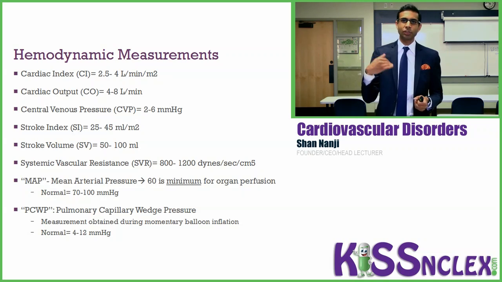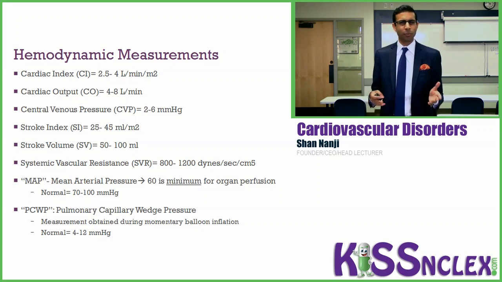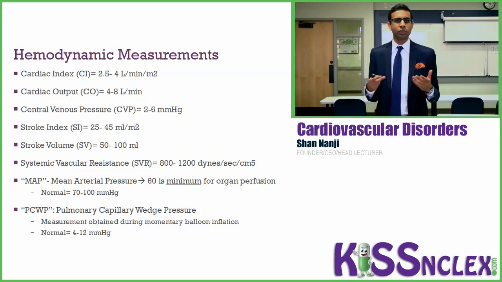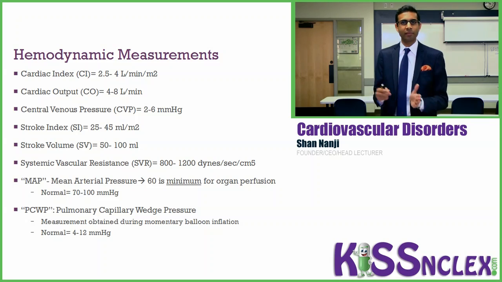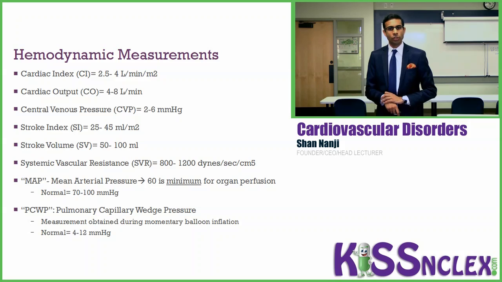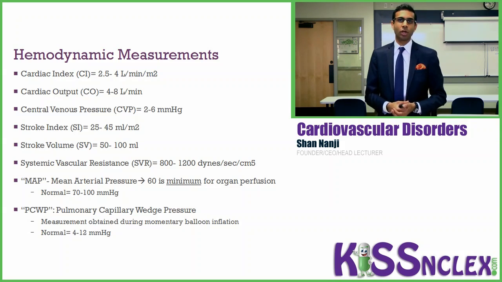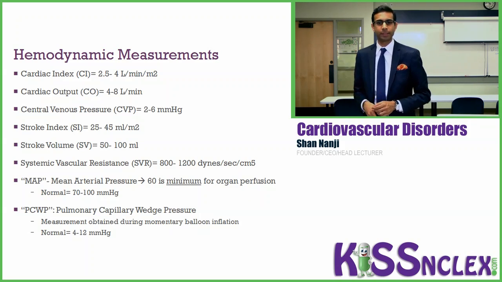Your stroke index and stroke volume, people can confuse the two. Don't do that. Remember, stroke volume is used for cardiac output, not stroke index. You guys won't be doing a lot of calculations, but it's important to understand and recognize these values. Stroke index is going to be between 25 to 45, okay, 25 to 45, and stroke volume between 50 and 100. So you take that stroke volume of 50 to 100 and you multiply it by an average heart rate, and you should end up between 4 and 8 liters a minute.